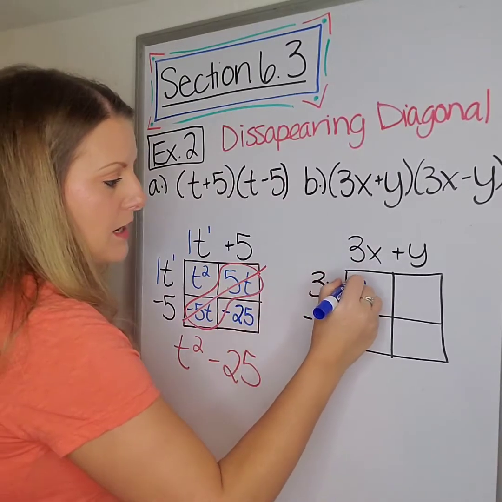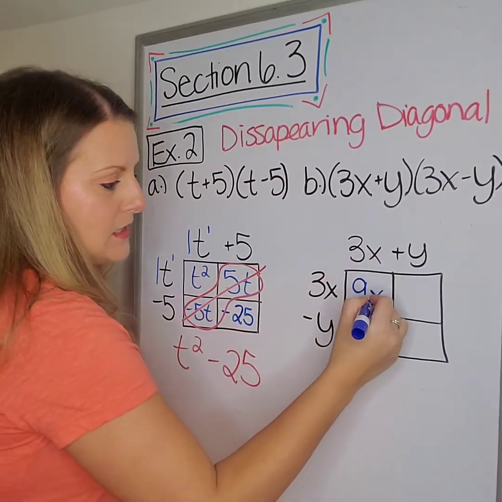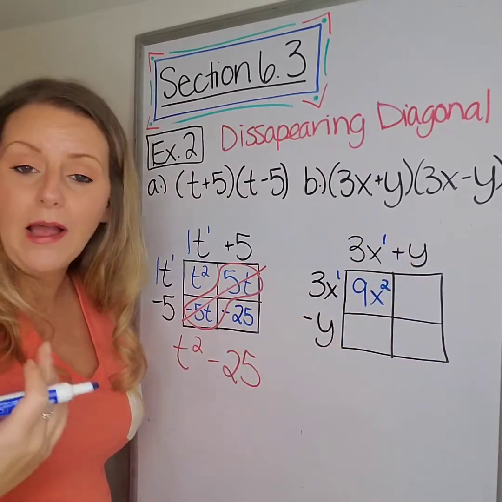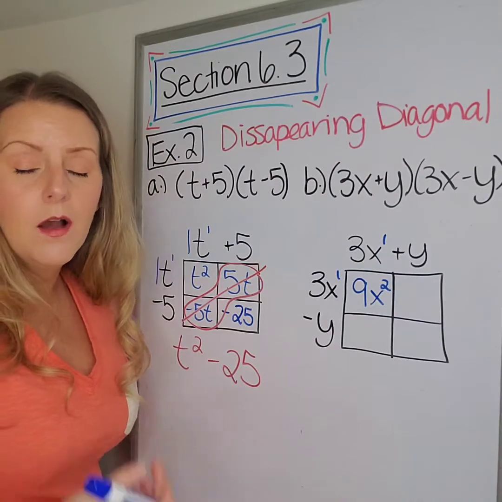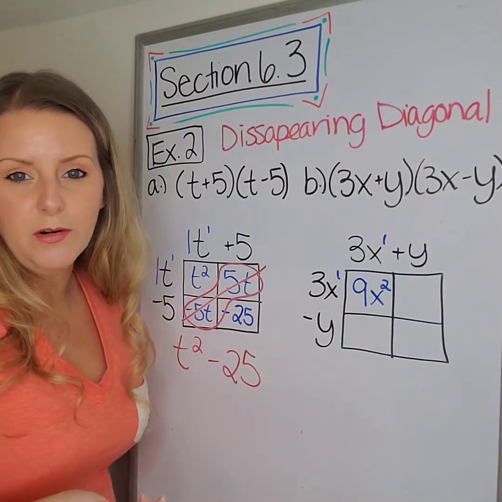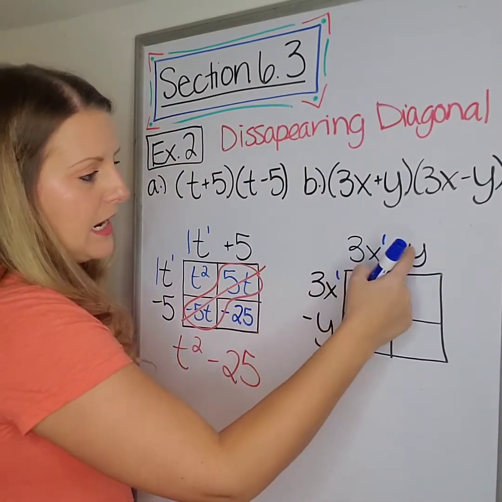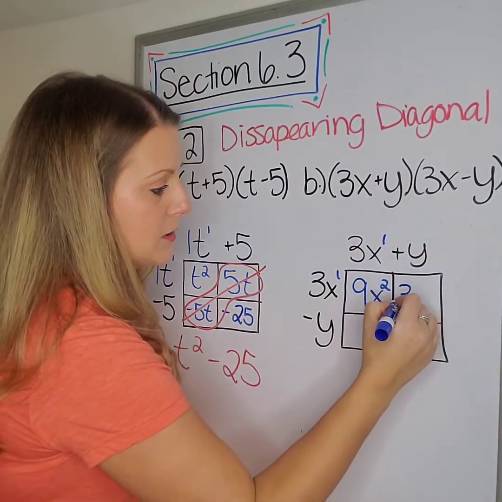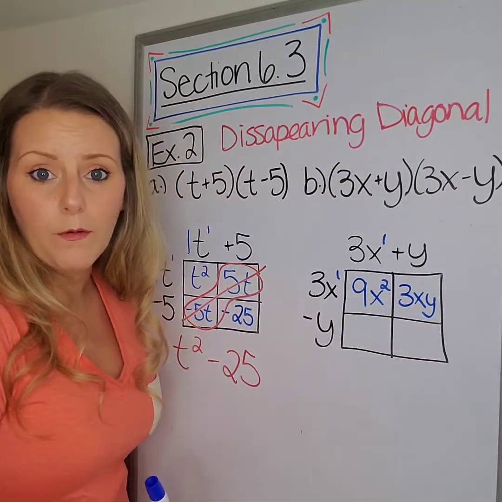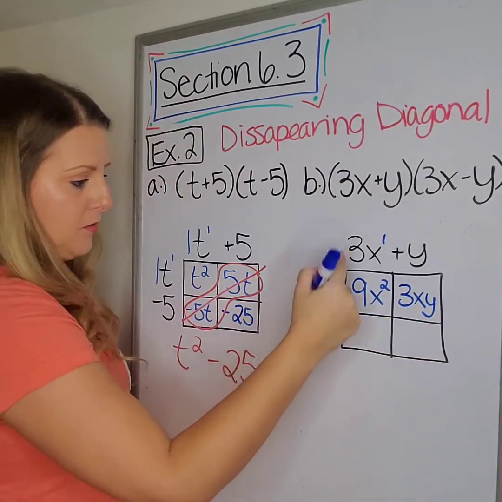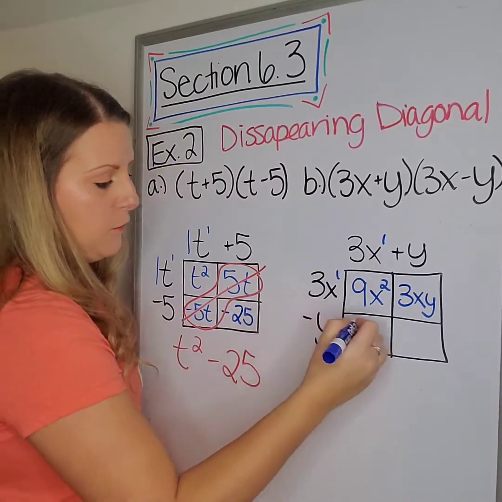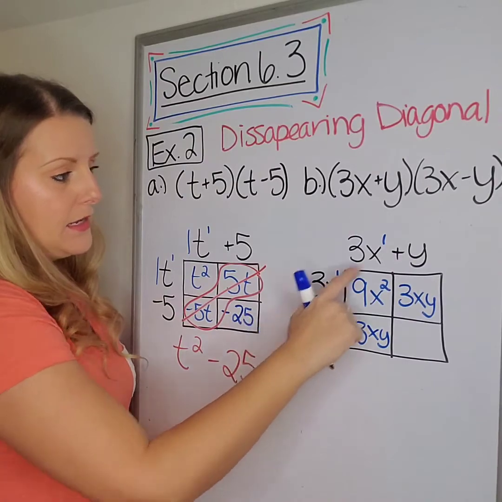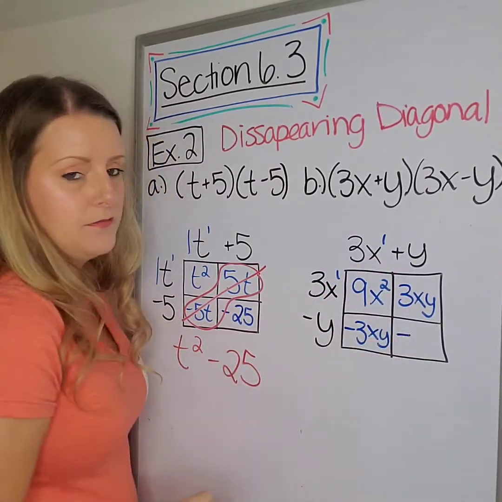3 times 3 is 9, x times x is x squared. Now, if you need to put the little ones in, go ahead and do that, but I know x times x is x squared because I've done it enough. Once you've done it enough, you don't really need the imaginary ones anymore. 3 times xy. x comes before y in the alphabet, so I'm going to write it as 3xy, alphabetical order. Negative 3, and x comes before y in the alphabet, so it's going to be negative 3xy. And a negative times a positive is a negative.